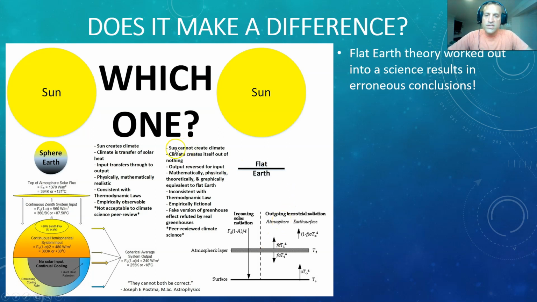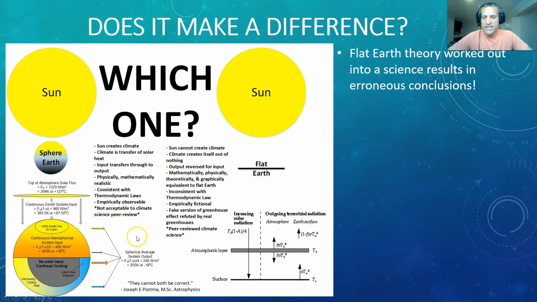What's one of the first consequences? The first consequence in the math is that the sun can't create the climate. So the sun is too cold. That's literally what the flawed math does to your model. The sun can't create the climate. And then you have to postulate another thing, which they call the greenhouse effect, which isn't even real, where the climate creates itself out of nothing. And they reverse the output for the input. Basically, they have completely inverted reality.